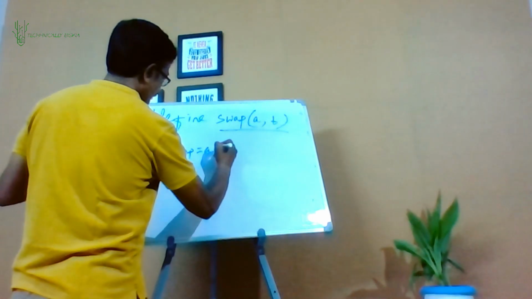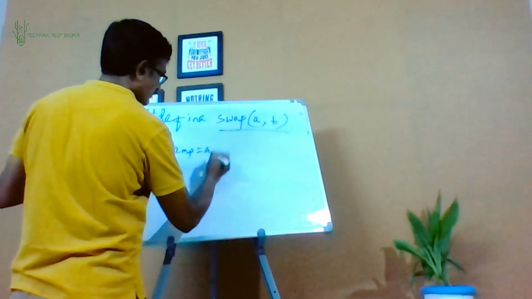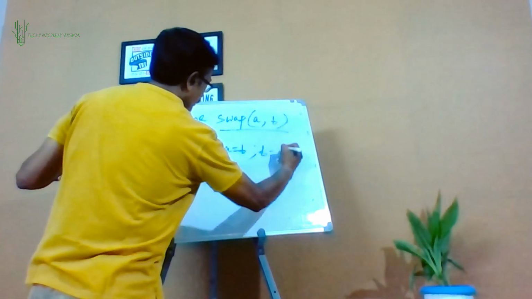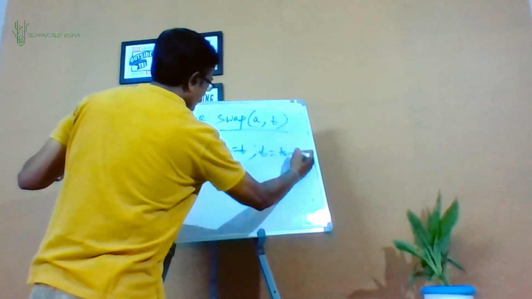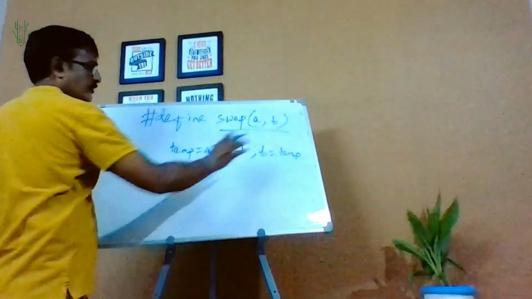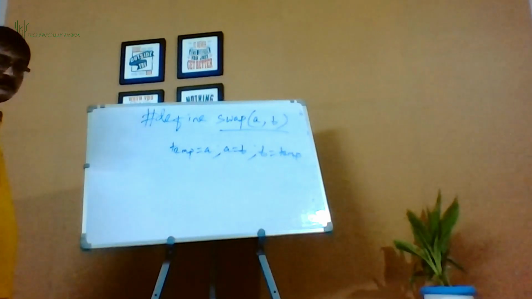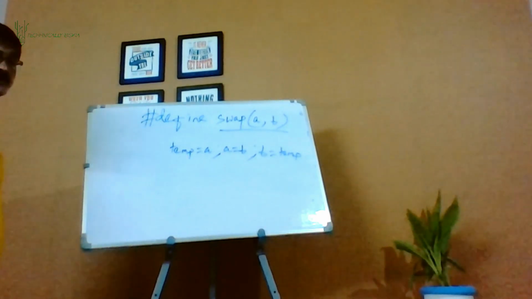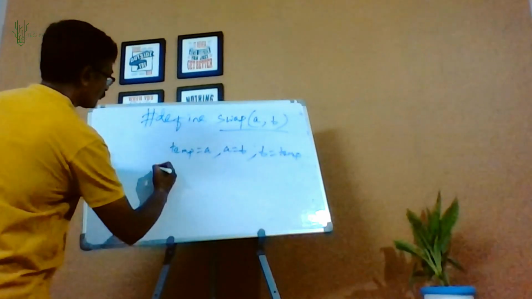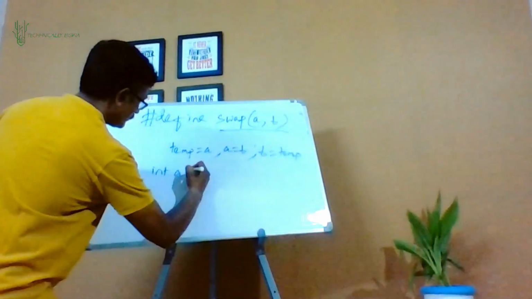These are the statements. Temp equal to A, semicolon, A equal to B, semicolon, B equal to temp. And don't put a semicolon at the end. Semicolons in between is okay, absolutely fine. Now, this is called a generic swap macro. Why? Remember this. Inside my program, let's say I have this.